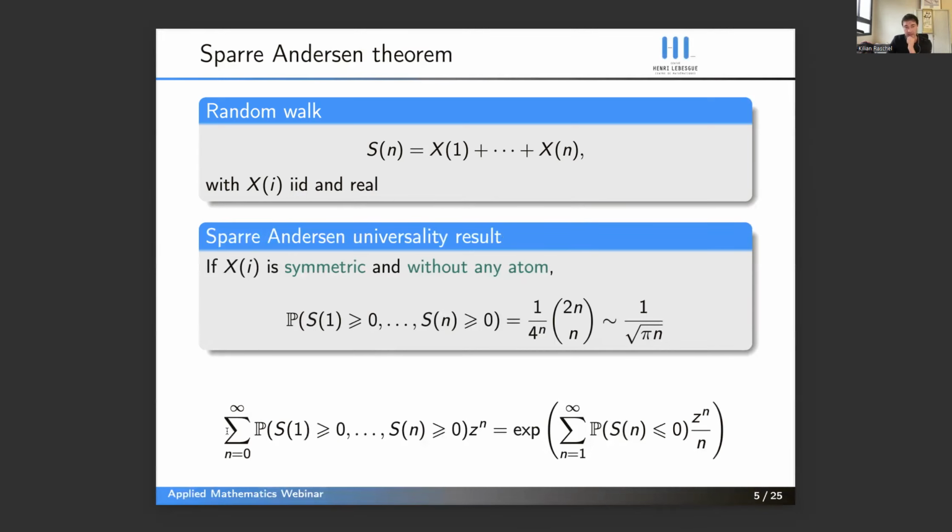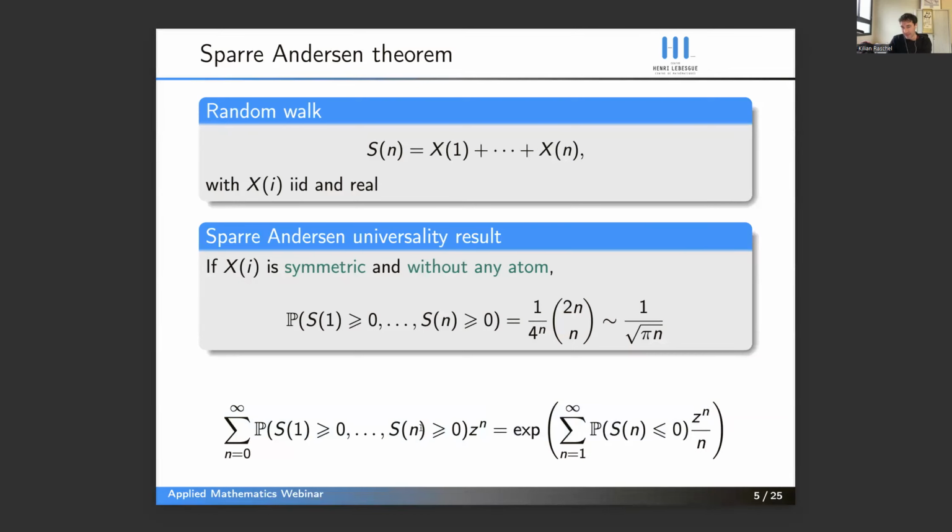This is a beautiful identity between two power series. On the left, I just have the generating function of the persistence probability. So we add this variable z to the power n, and we form the series. And on the right, we have the exponential of some power series.